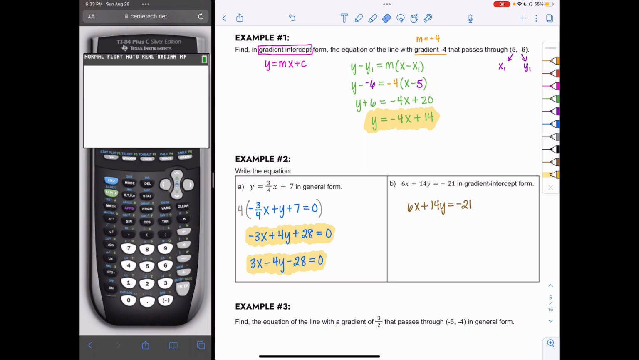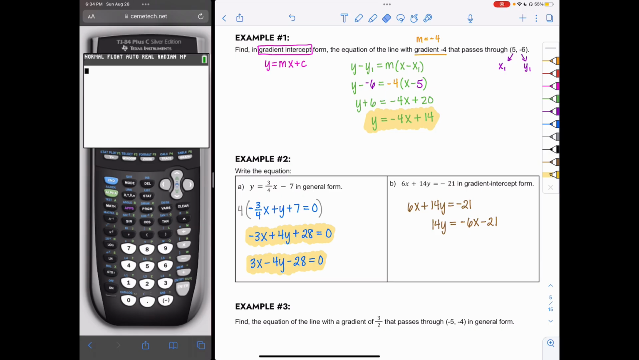So I'm going to subtract 6x on both sides, which will end up leaving me with 14y is equal to negative 6x minus 21. If you had 14y is equal to negative 21 minus 6x, it is the same thing. But normally in mathematics, we write the x term first because we have y equals mx plus c. All right. So then I need to divide everything by 14.